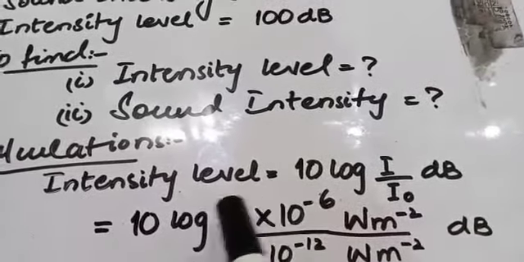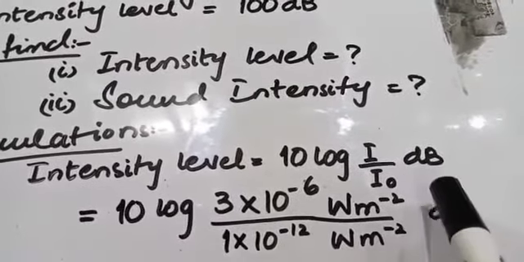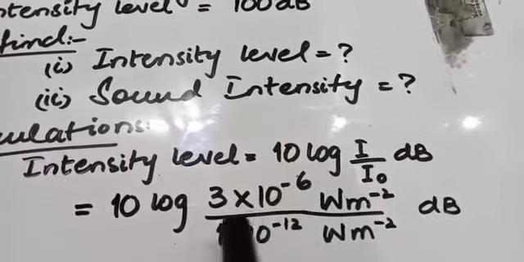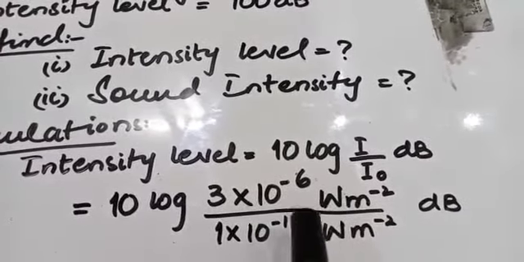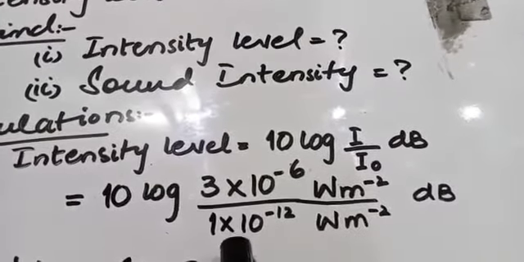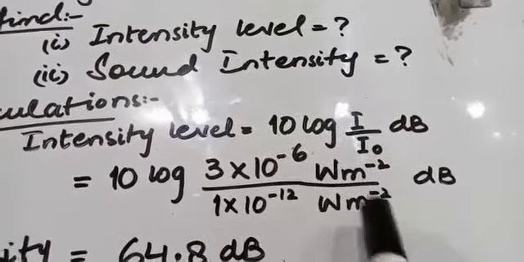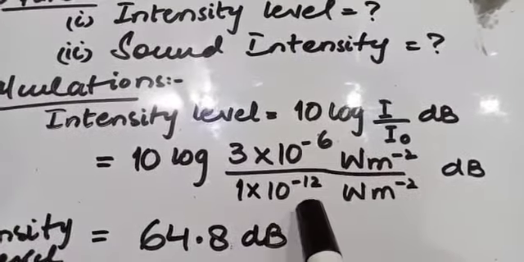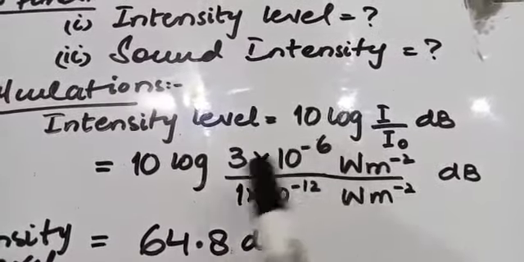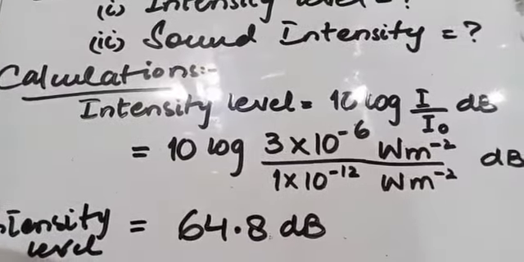Intensity level. We use the relation: intensity level is equal to 10 log I over I naught decibel. We will put the values: 10 log I, 3 × 10^-6 watt per meter square. I naught is the reference intensity, its constant value is 1 × 10^-12 watt per meter square. By dividing these two quantities, taking the log of the answer, and then multiplying by 10, we will get the intensity level 64.8 decibel.